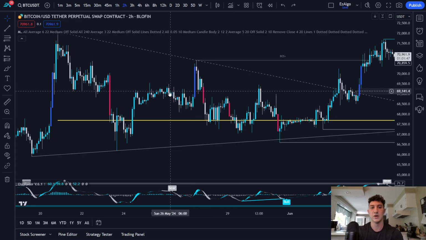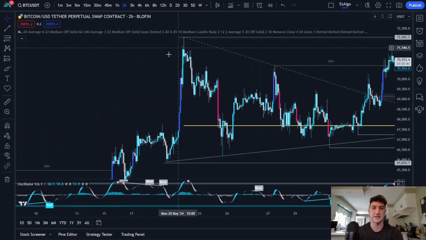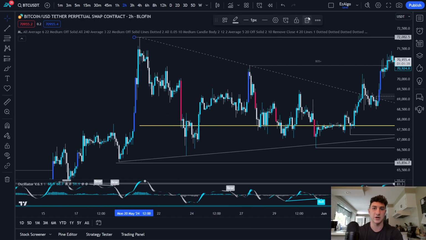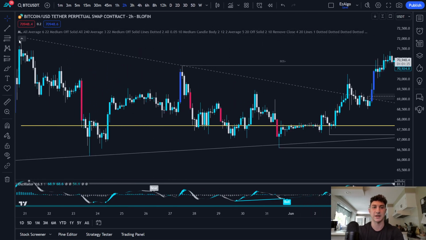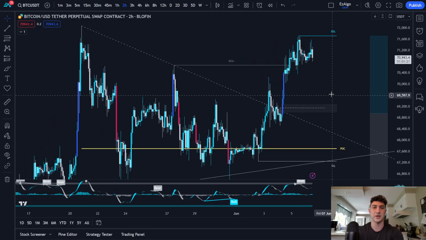So this is going to show you internal liquidity, right? You have the external liquidity, which is these swing points, right? These highs and lows. And then you have the internal liquidity, which are going to be those fair value gaps and those displacement candles.